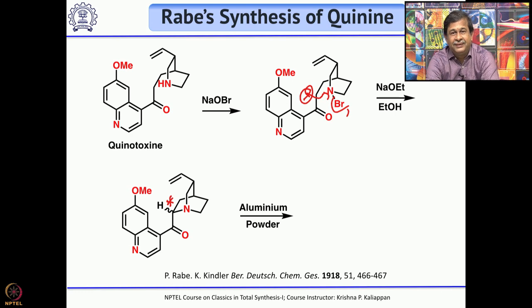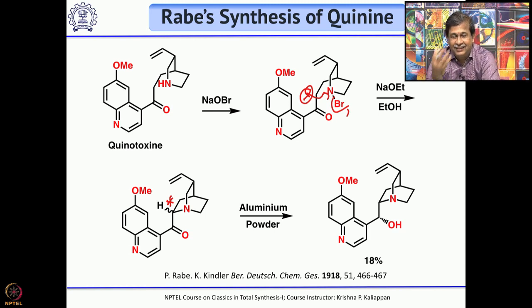Upon treatment with aluminium powder, they could get about 18% of quinine, which was recrystallized, and all the data matched natural quinine. That is how, in 1918, this can be called a relay approach. In a relay approach, you start with a degraded compound originally derived from the natural product, then convert it back into the natural product, which we already discussed when we talked about the total synthesis of strychnine by Woodward.